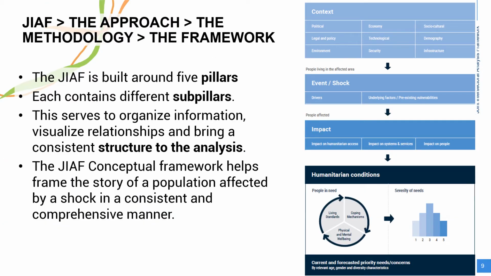The JIAF is built around 5 pillars. First, the context. Second, the events and the shocks. Third, the impact. Fourth, the humanitarian conditions, and fifth, current and forecasted priority needs and concerns. The framework serves to organize information and visualize relationships to bring a structure to the analysis.